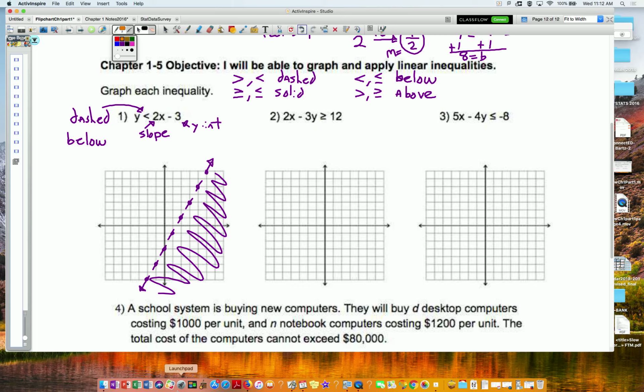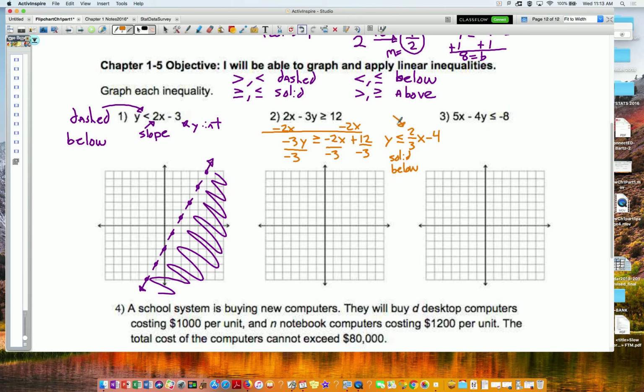All right, the second one, I have to do some algebra. So I've got to get y by itself. I'm going to subtract 2x from both sides. So when I do, I have -3y is greater than or equal to -2x plus 12. Divide everything by -3. Ooh, I'm dividing by a negative, so don't forget, you're going to flip your inequality sign. So I have y, and I've got to flip this. Less than or equal to. 2 negatives make a positive, so 2/3 x, and then 12 divided by -3, -4. So now, when I look at this inequality sign, it has the equals. It's solid. It's a less than or equal to, so below.